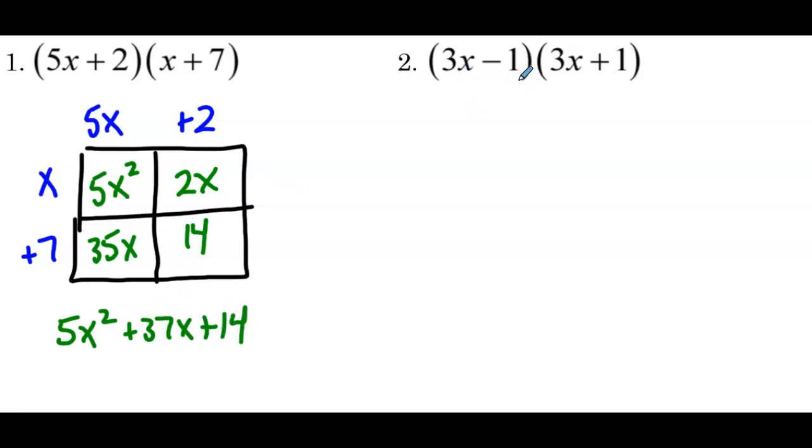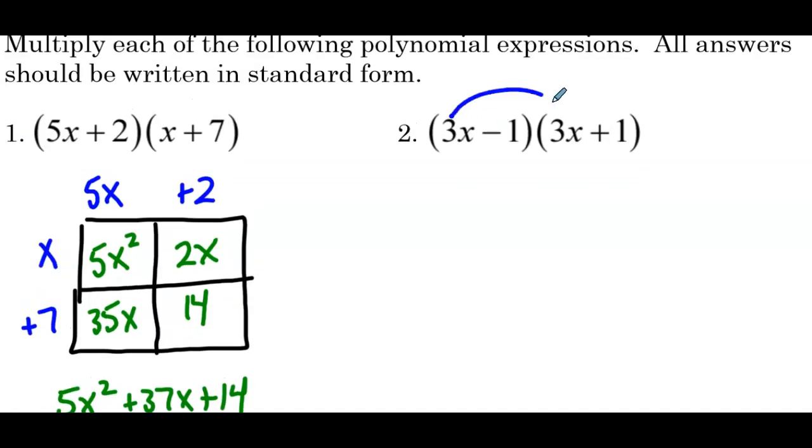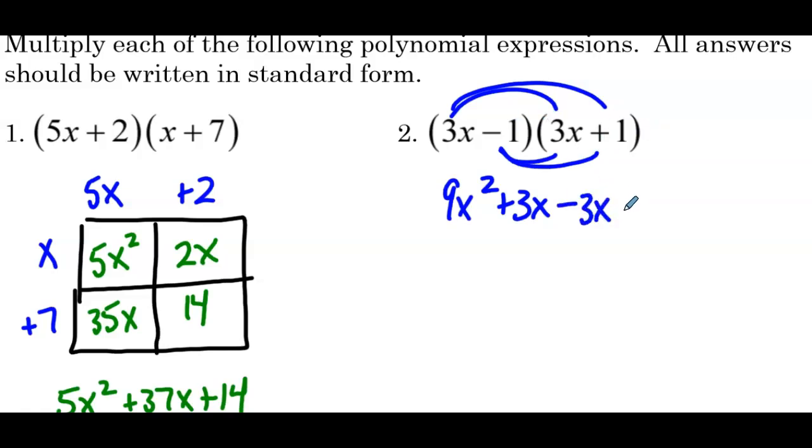Our next example, 3x minus 1 times 3x plus 1. So I'll give you an example of going directly. So 3x, let's distribute that in first. So we'd have 9x squared plus 3x. And then we'll distribute the negative 1 to each term. So we have minus 3x minus 1. Combining our like terms actually simplifies to be 0. So we're left with just 9x squared minus 1 as the product of these two binomials. Let's keep going.